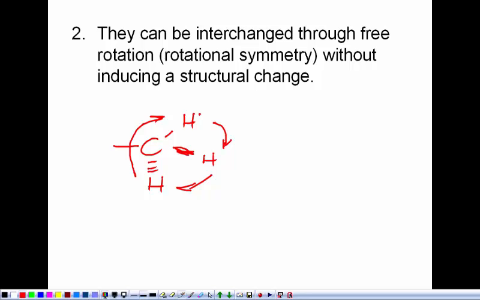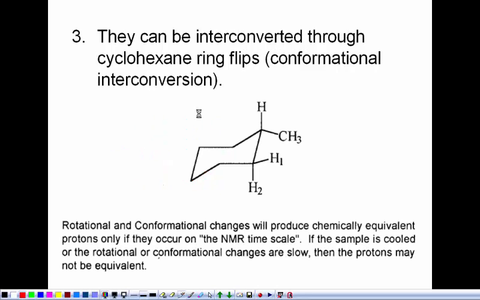So before with the propane, we had these mirror planes, but what we can now see is because of rotational symmetry, CH3 hydrogens are all going to be equivalent to each other. So we can look at that as a way to determine that two things are equivalent as well. All right, so that's another thing we can use.